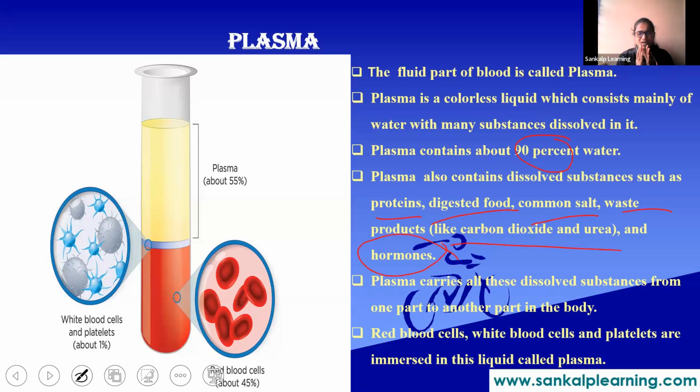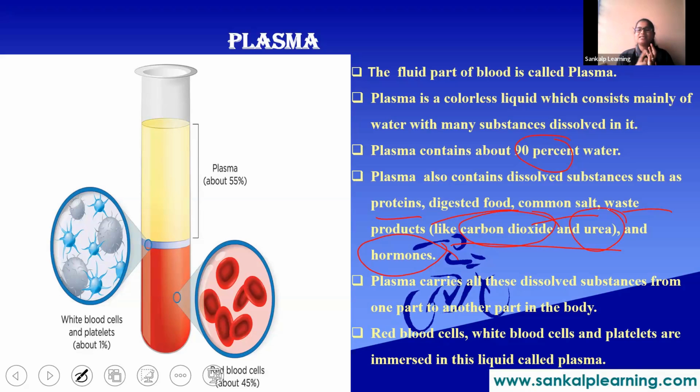So what does this plasma do? It carries all the dissolved substances, whatever we read now. It carries proteins, common salt, and waste products to the targeted parts, the targeted organs, or another part of the body. For example, carbon dioxide has to be carried to the lungs. Urea has to be carried to the kidneys. Like that, it will transport the dissolved substances to other parts of the body.